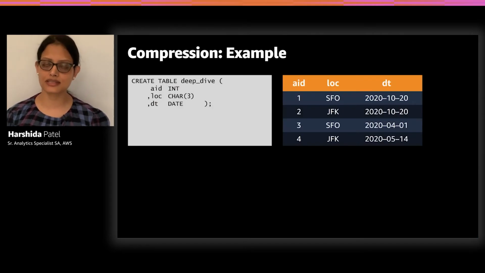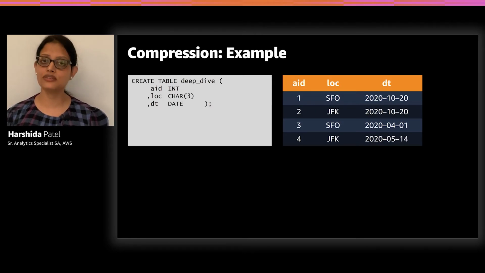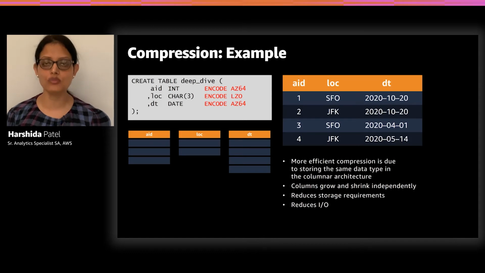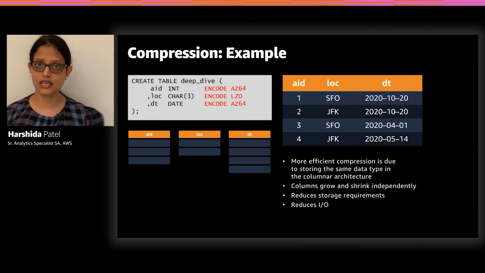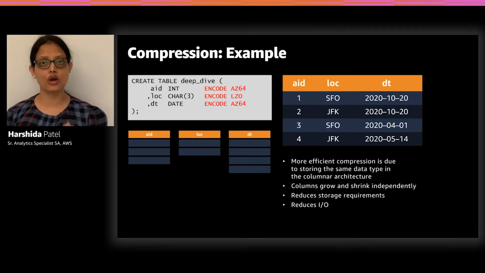Let's take a look at this example where we are creating a table, deep dive, and we are defining 3 columns with a data type. Redshift automatically assigns the encoding of AZ64, which is the most performant encoding for numeric, date, and timestamp. Each of the columns can have different encoding, so they can grow and shrink differently. And LZO for varchar and character columns.